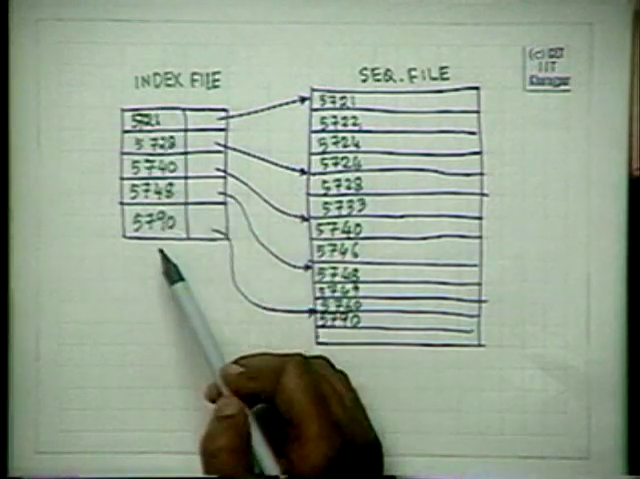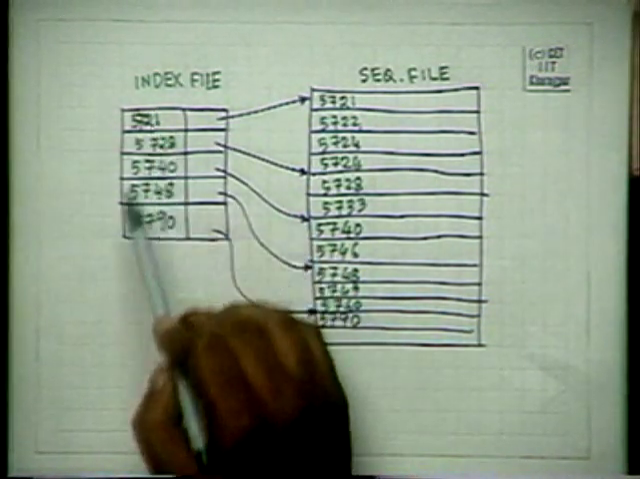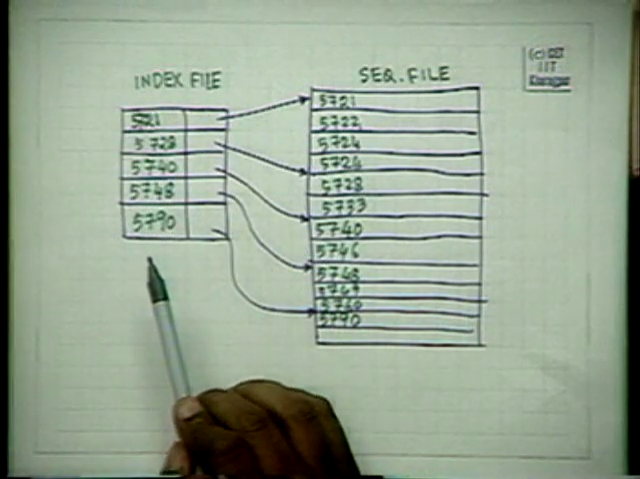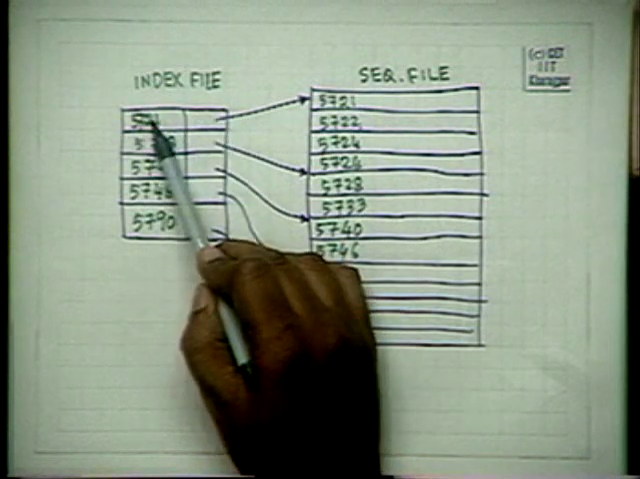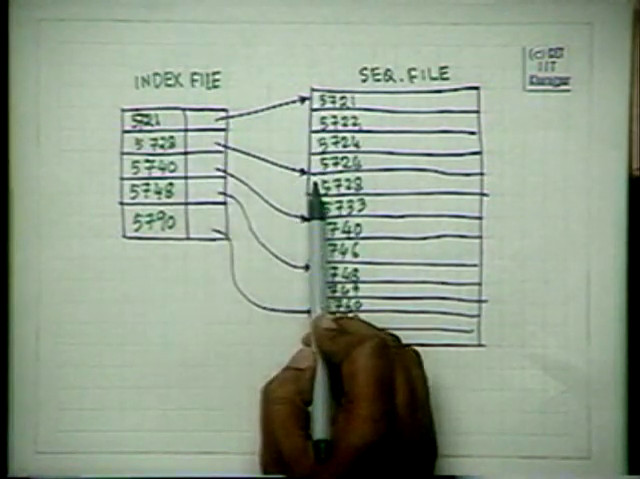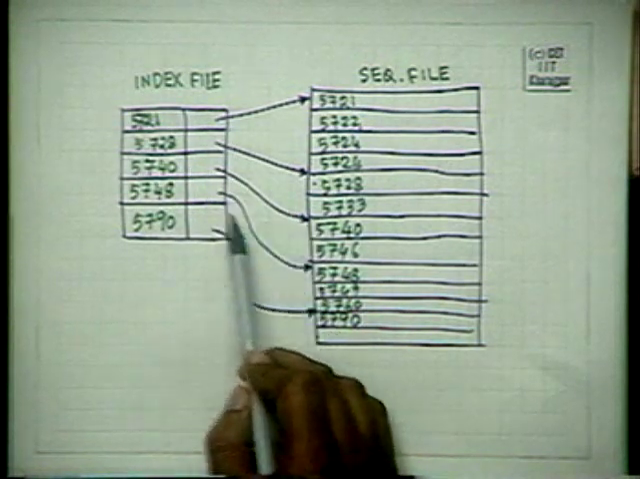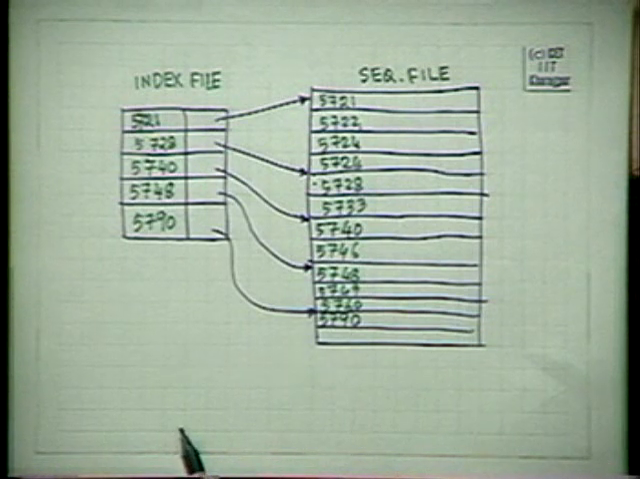And this is sorted. This may contain all the elements of the key or only some of the elements of the key. So this says 5721 starts from here, 5728 starts from here, 5740 starts from here, 5748 starts from here, and 5790 starts from here. Now, suppose I want to access an element 5746.